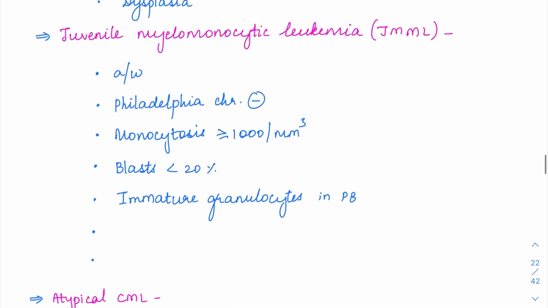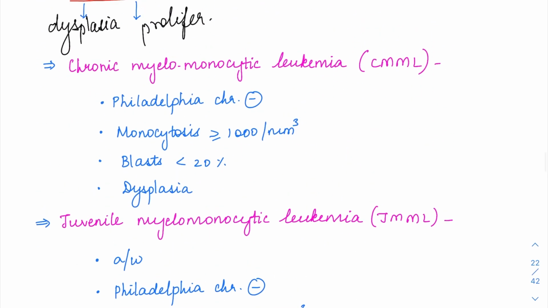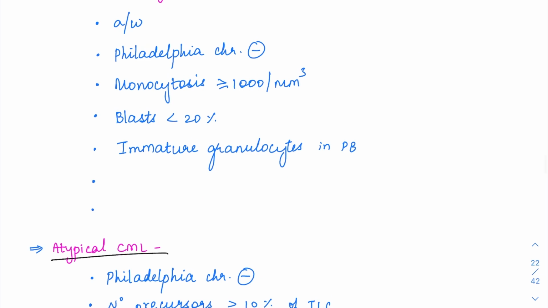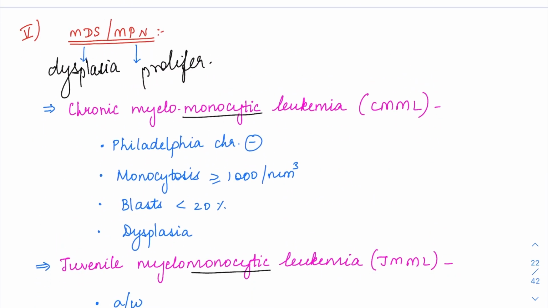So in this, we have three main diseases: chronic myelomonocytic leukemia. So it is not CML, it is myelomonocytic, not chronic myelocytic leukemia. Chronic myelomonocytic leukemia, juvenile myelomonocytic leukemia, JMML, and then atypical CML. Okay. So in CMML, it is not CML, right? So the Philadelphia chromosome is going to be negative. And since the name has monocytic, it means there is going to be monocytic proliferation here.